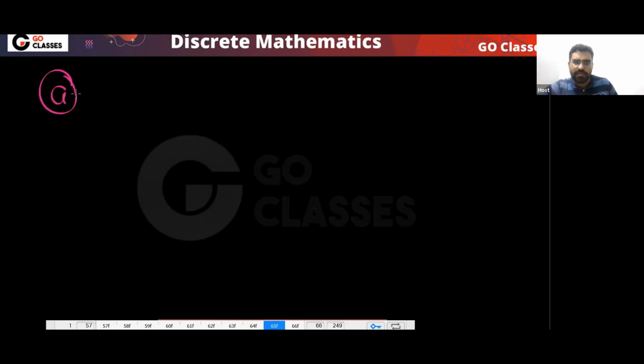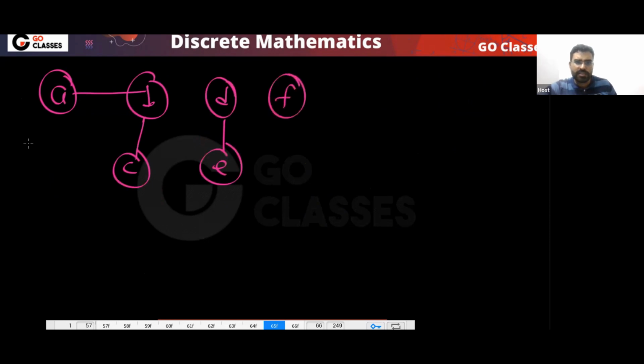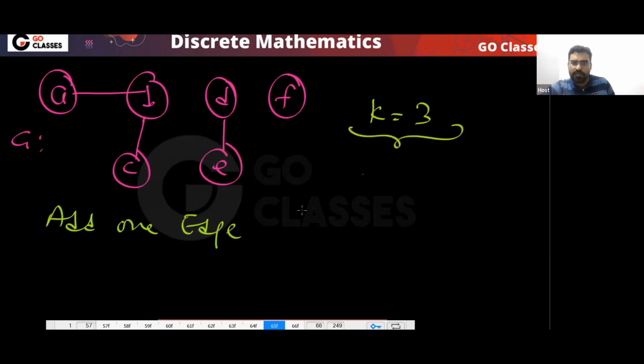For example, consider this graph with vertices A, B, C, D, E, F. This is your graph G. Now, if I add one edge, in this graph the number of components is 3. If I add this edge, then the number of components is still 3. Yes or no? If I add this edge, the number of components is still 3.